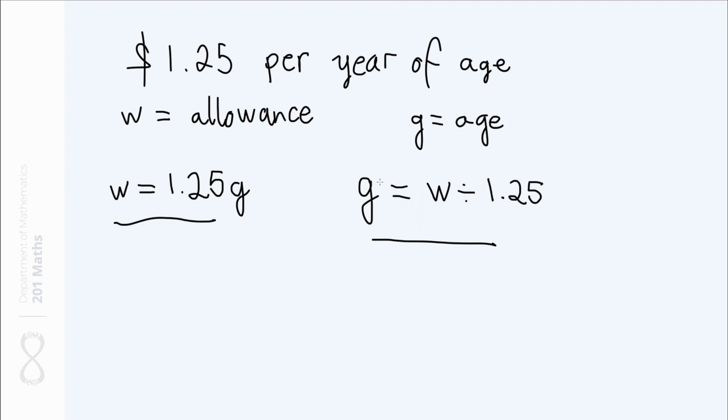And in this case, we are looking for the age while knowing how much allowance the child is earning per week. But it is the same equation. It's the same equation written in two different ways. These are not two different equations.